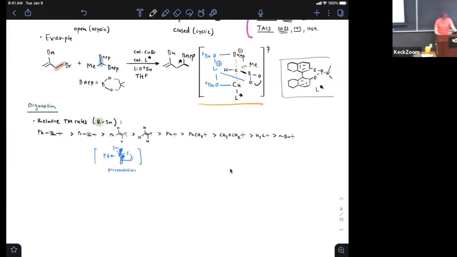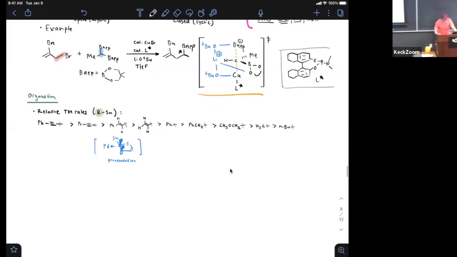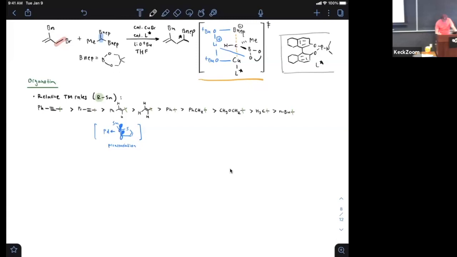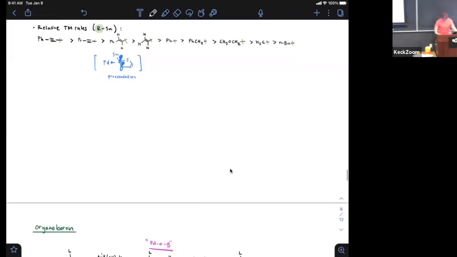With the CSP2 and CSP coupling partners, an important factor that allows them to react at a faster rate is pre-association. So the filled pi bonding orbital, by virtue of being a source of high electron density, can form a coordinating interaction with the metal that then can facilitate transmetallation, and that is absent in the alkyl coupling partners.